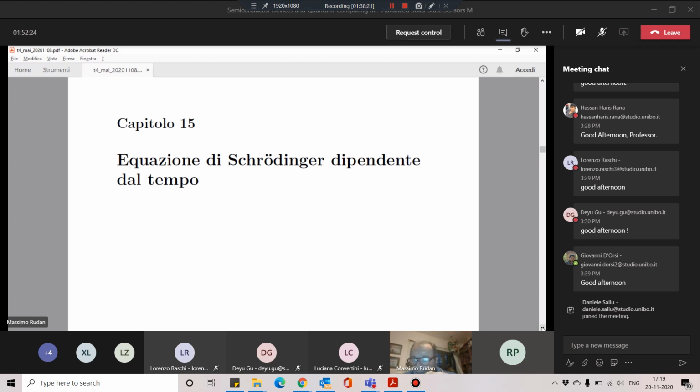So it is not possible anymore to write the wave function as the product of the space part to be found from the Schrödinger equation and of the time part that is the exponential of minus j omega t. Okay, so we have to generalize the analysis.